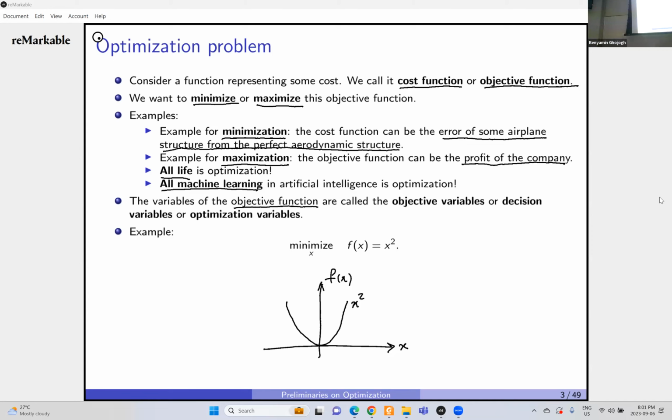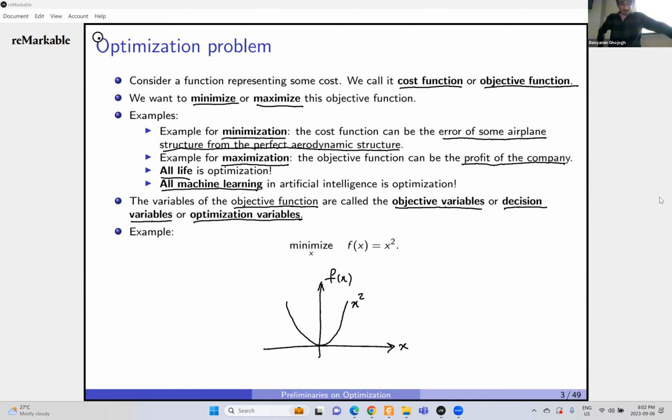Do you remember? X, we feed it to some function f of x. This x might be univariate, might be multivariate, right? When I say multivariate, it means that it has several dimensions. Univariate, it has one dimension. And then these variables are called objective variables, also called decision variables, also called optimization variables, or argumental variables, argument of optimization.